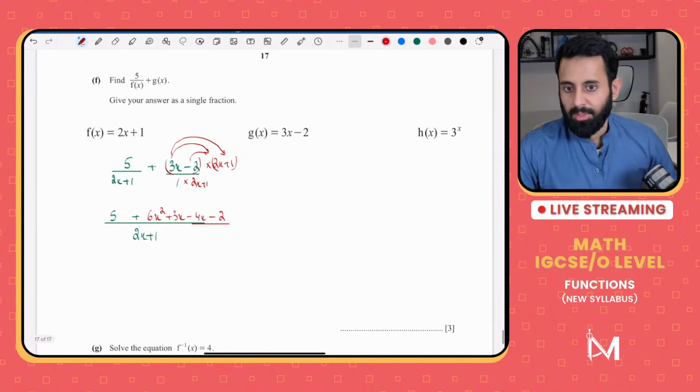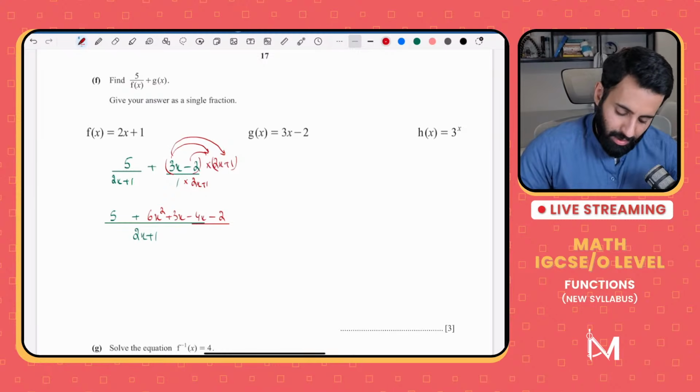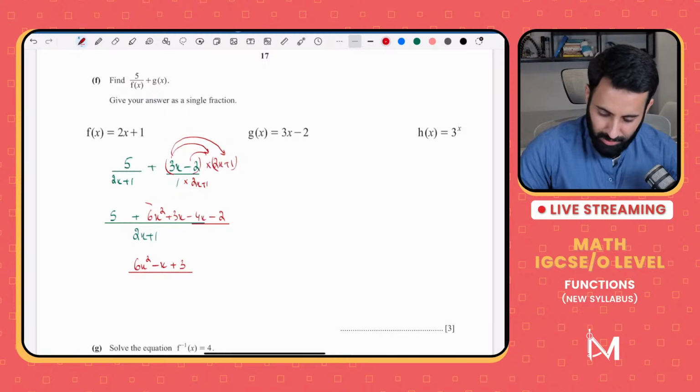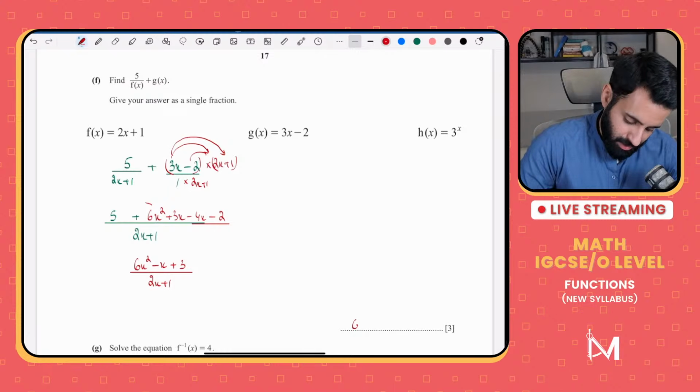Okay. Yes, I will upload this material, inshallah, when the stream ends. Don't worry. Now let's simplify. So we have 6x squared. 3x minus 4x, that's going to be minus x. 5 minus 2, which is equal to plus 3. And then 2x plus 1, and there you go. That's the answer. 6x squared minus x plus 3 divided by 2x plus 1.